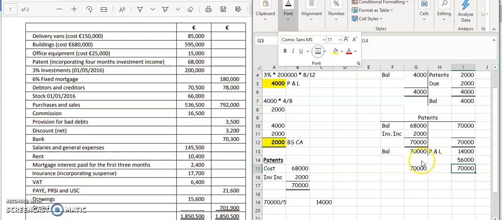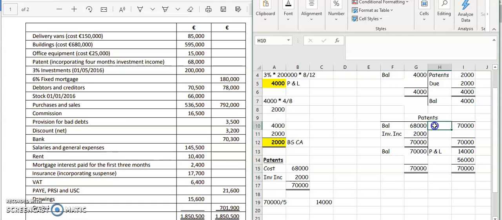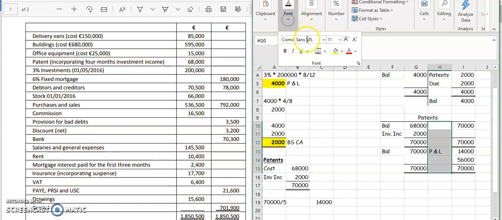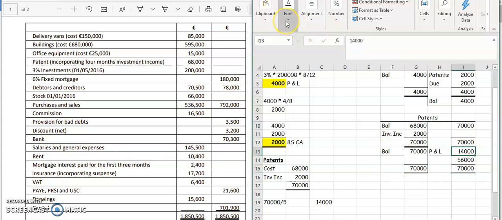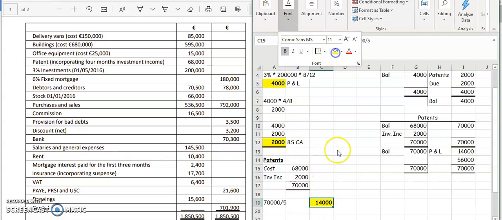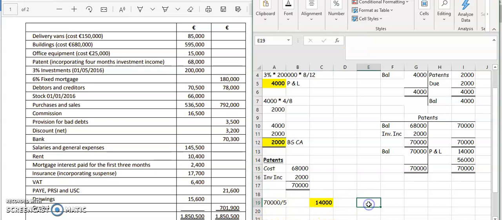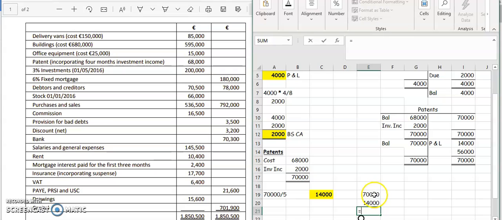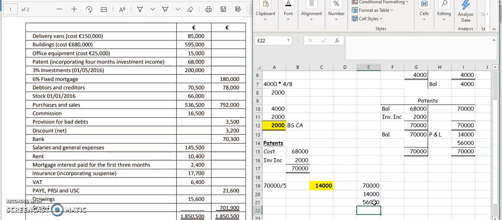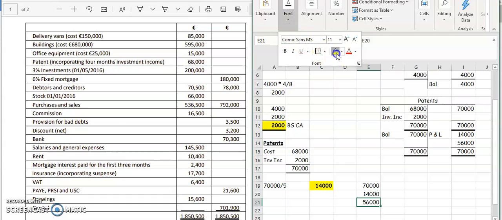Okay, so I'm just showing you the double entry of how to do it, and it helps explain why you add on the patents, and also the adding and subtracting method of doing it as well. So this figure here, 14,000, will go into your profit and loss account, and then your new figure is going to be your 70,000, which is your patents, minus the 14,000, which is a figure to be written off, and that's going to give you 56,000, and that's going to go into your balance sheet later on when we come to it, underneath your fixed assets.